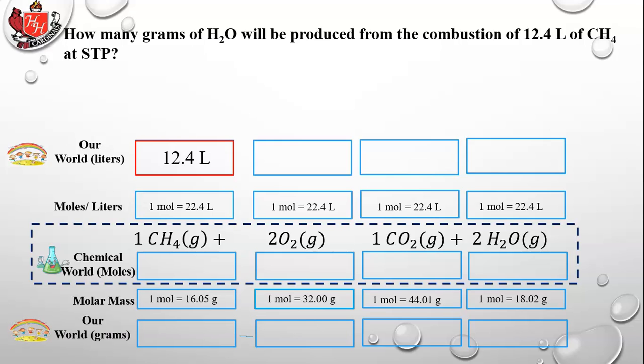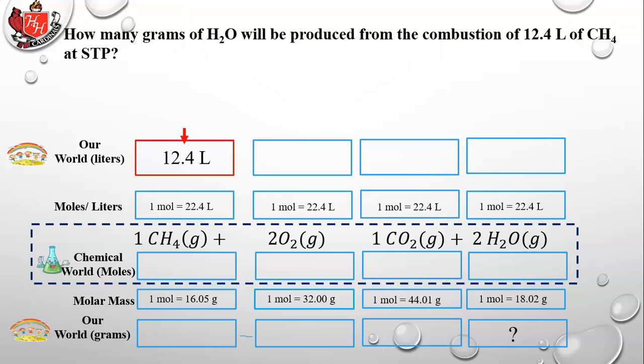And our question mark, how many grams of H2O, goes in the bottom right box. It's down at the very bottom, way over on the right. It's in the grams row, and it's under H2O. So now you have to find a path to get from 12.4 to the question mark.